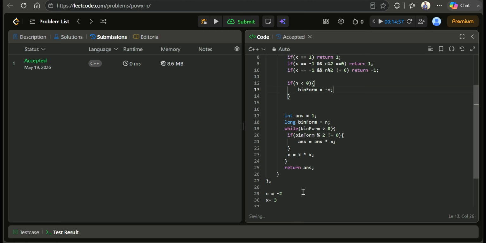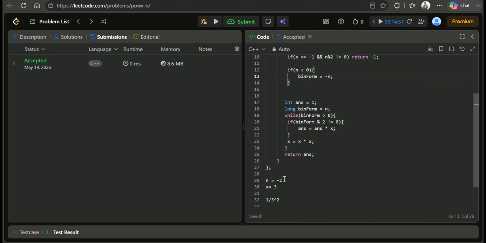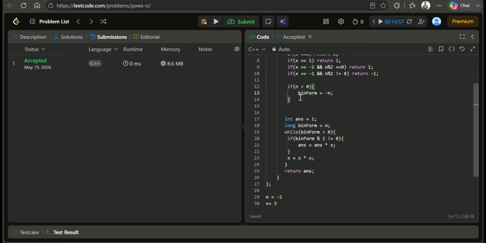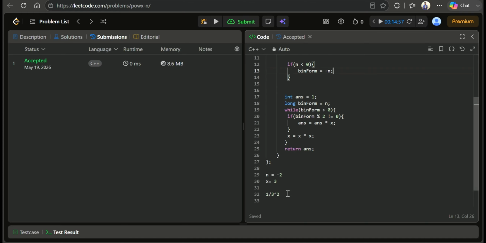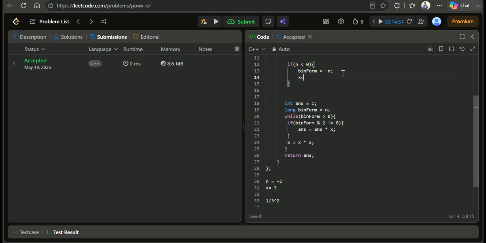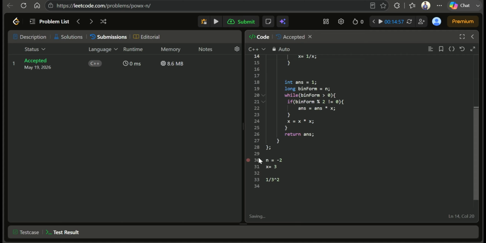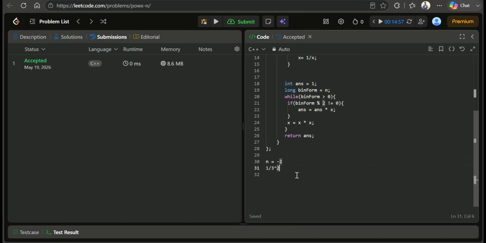Well, what does that mean? If you see it here, 2 was initially negative, right? Negative 2. But if we convert that into a reciprocal, or if we convert that value into the denominator, it becomes positive. So we're assigning binary form to the negative of n, which basically is positive because n initially is negative. And also we have to convert our x value to 1 by x here. So we'll say x equals 1 divided by x. All right, so that's it. So I think everything should be good and everything should be submitted clearly.